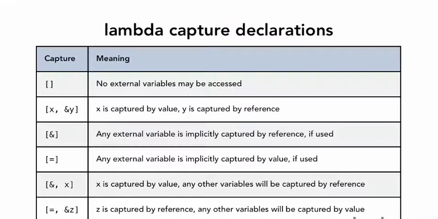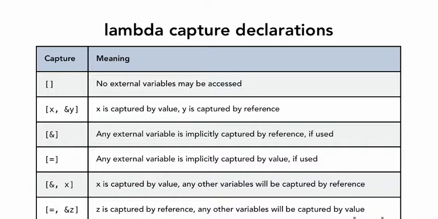And here is a complete chart of what you can put in the square brackets. If you leave it empty, you can use no external variables. You can list variables with and without the ampersand. So in this case, x is captured by value and y is captured by reference. In our third one, any variable is implicitly captured by reference if used. So you can use any variable you want to outside of your scope within the scope of the enclosing block.